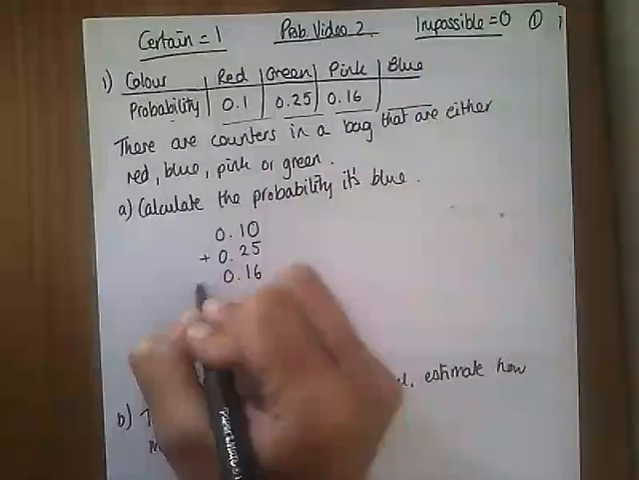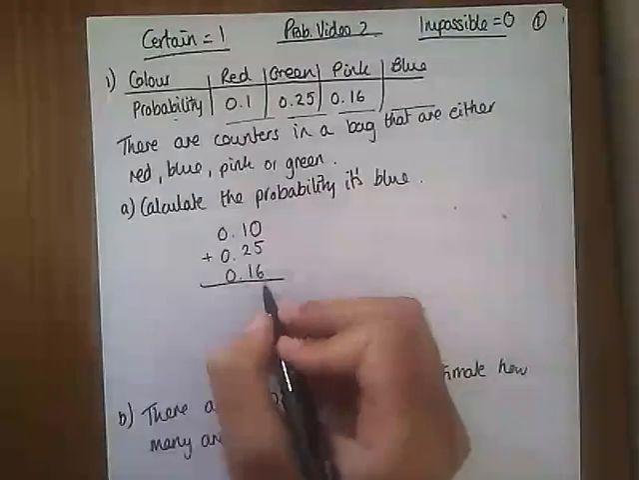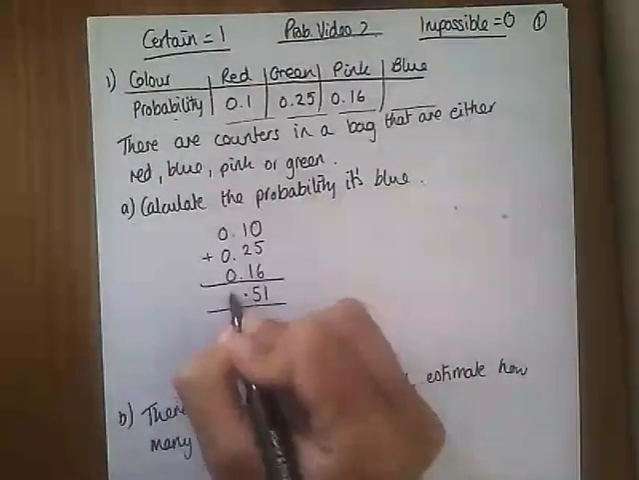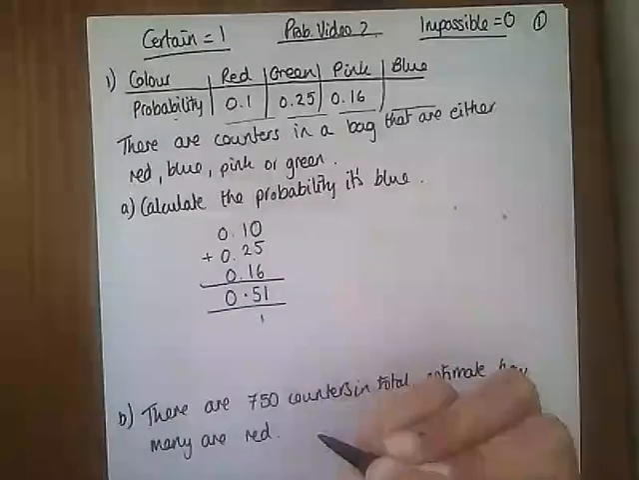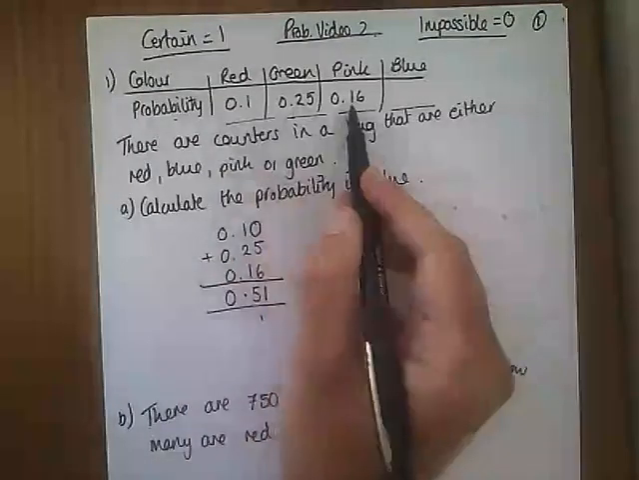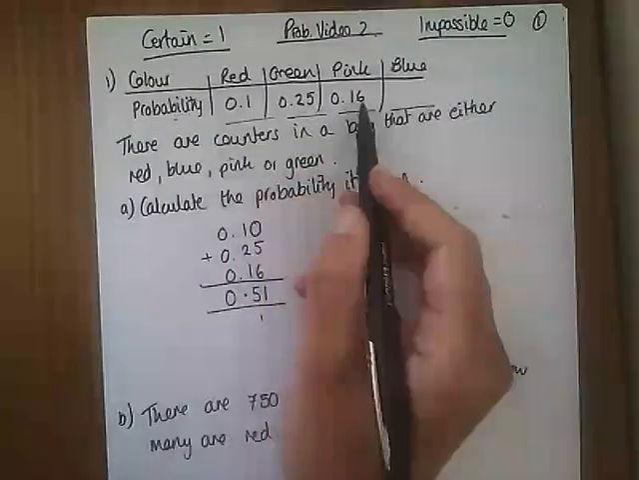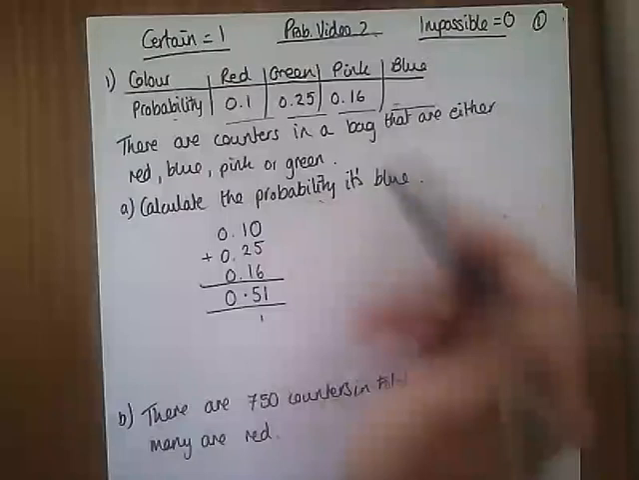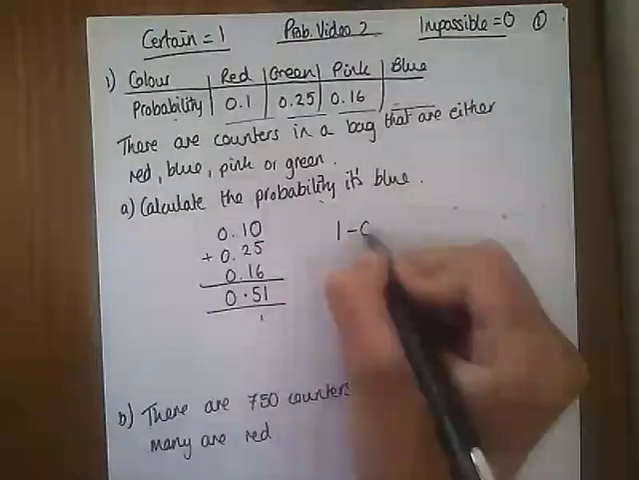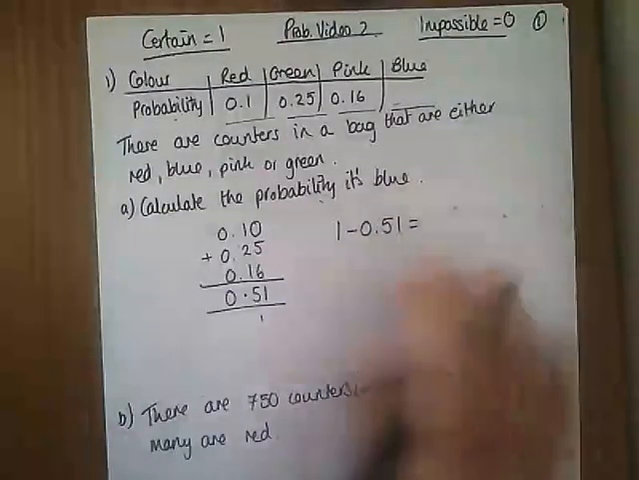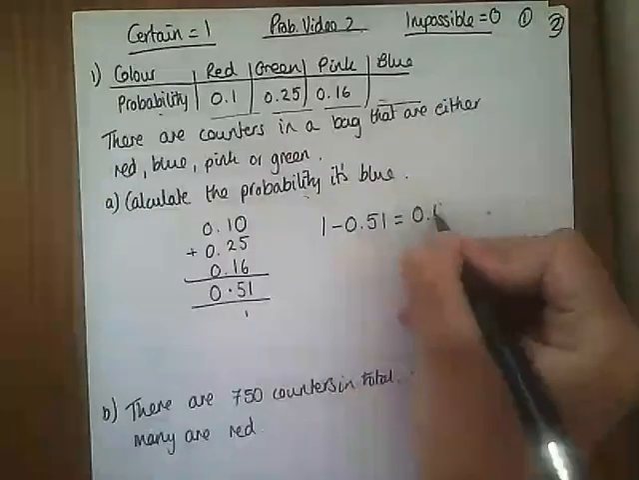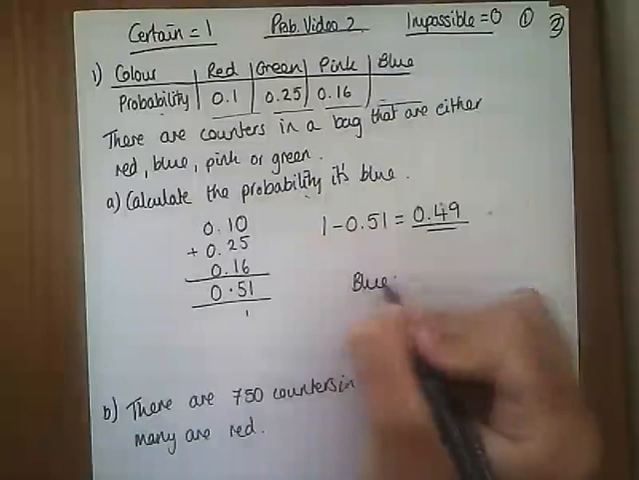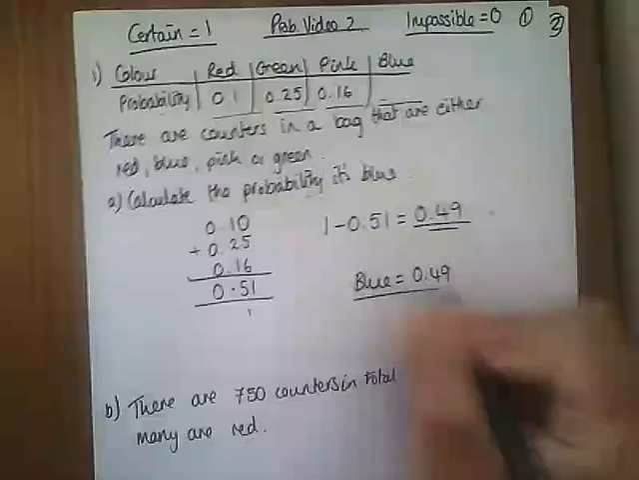Okay, so we're going to add all of these up. 6 and 5 is 11, carry the 1, 5, and 0 on the end. And so all of these add up to 0.51, okay, which means that this one is the missing one. That has to make it up to 1. So to find that one, we then need to do 1, take away 0.51, which is 0.49. So the probability it's blue is 0.49. I think I just said 0.59, I meant 0.49.